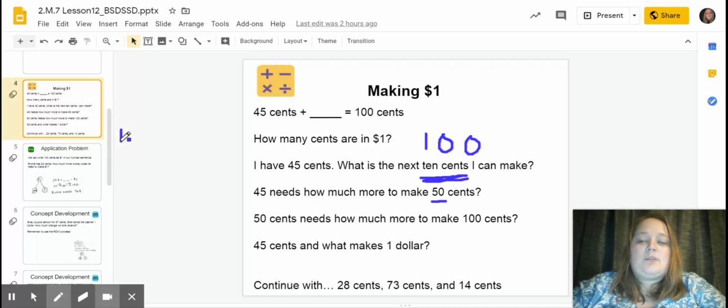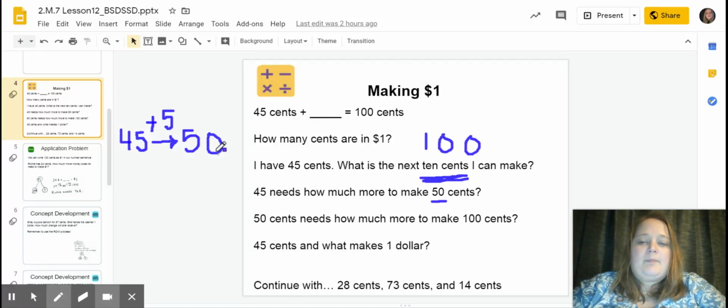So we can represent that. I could use a number line, I could use the arrow way, but I can take 45 and I'm going to get to 50. And the way that I'm going to get to 50 is I'm going to add 5 cents. So I want you to keep track of how much we're adding on. So I added 5 cents here. All right, let's look at our next step.